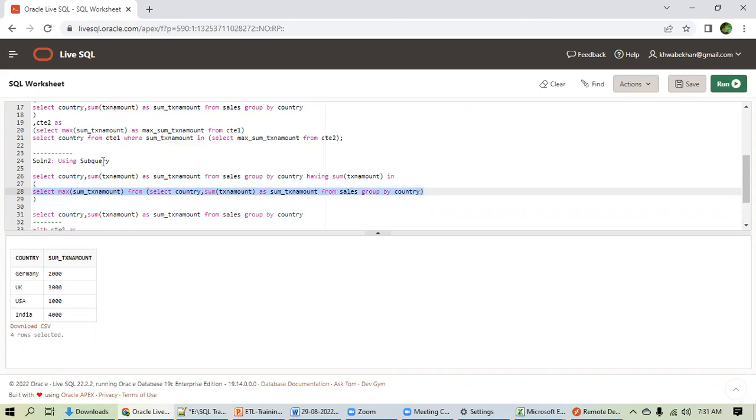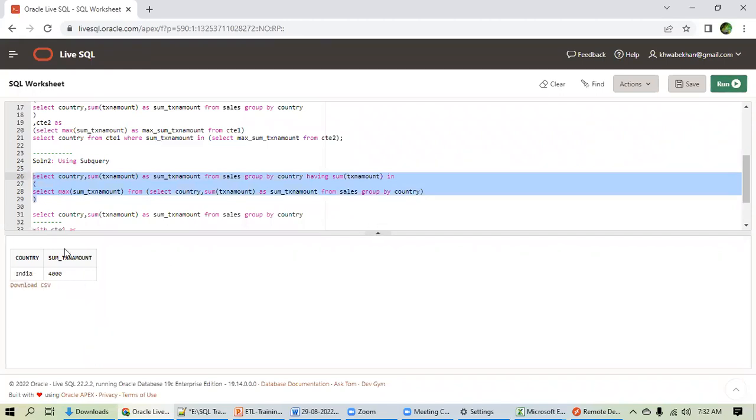So finally I'm telling the SQL engine that I want country and then sum of transaction amount from sales table, group by country, but I want only those values. That is why I've given the having filter condition. I want only those values which are coming from this inner query. Now this inner query is giving me the maximum transaction amount, right? So when I run this entire query, this will give me the value India, which is 4,000.